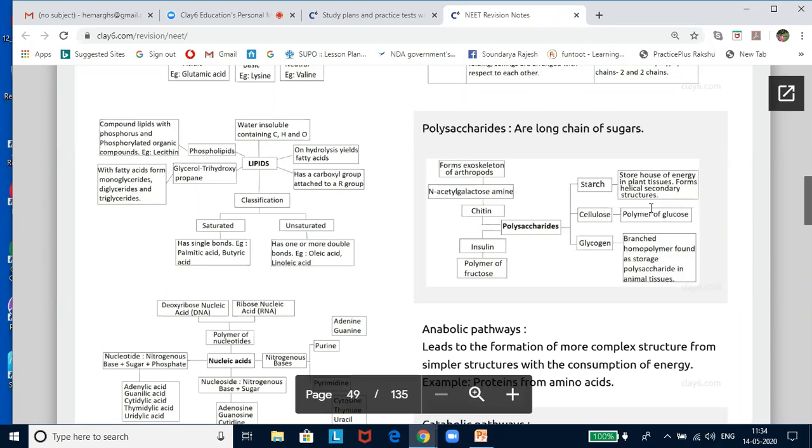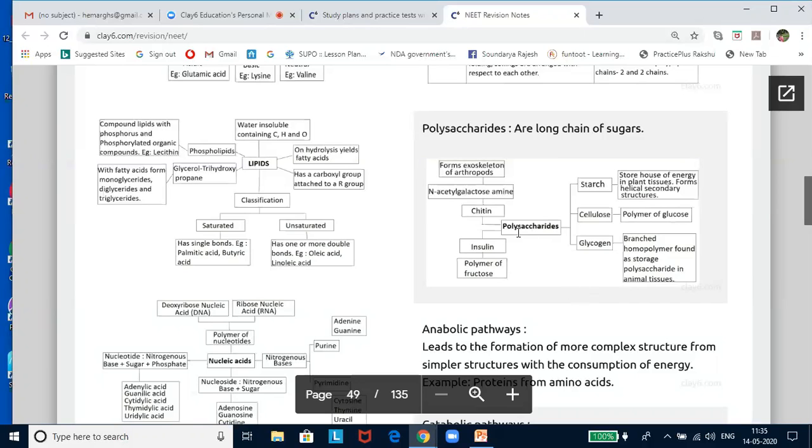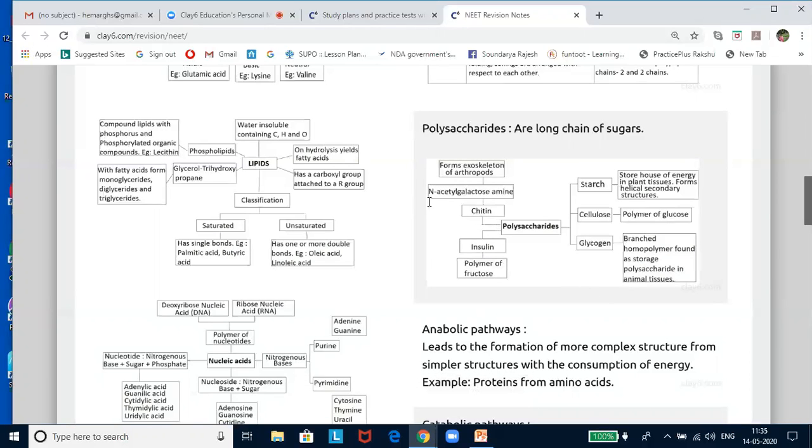Starch forms secondary helical structures and therefore holds the iodine molecule in the helices. Thus, the complex starch iodine appears blue. Cellulose does not contain complex helices and hence cannot hold iodine. The exoskeleton of arthropods has a complex polysaccharide called chitin, a heteropolymer. If you look at chitin, it is chemically N-acetyl galactosamine, and this forms the exoskeleton of the arthropods.